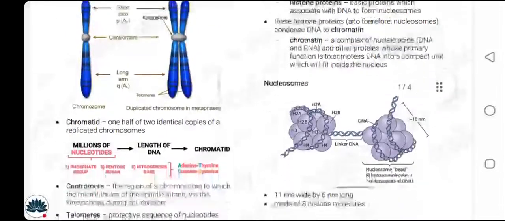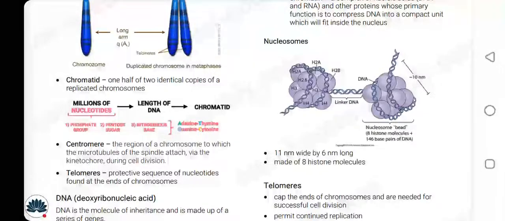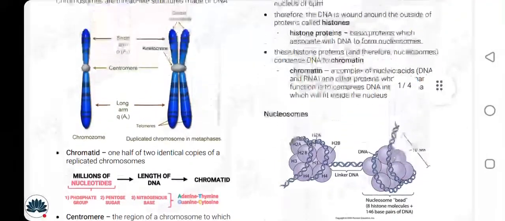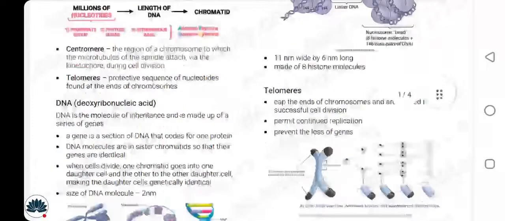So, what is a centromere? It is the region of a chromosome to which the microtubules of the spindle attach via the kinetochore during cell division. And what are the telomeres? The telomeres are very essential. They are the protective sequence of nucleotides found at the ends of chromosomes, as you can see in the figure. Telomeres are found at the end of each chromosome.